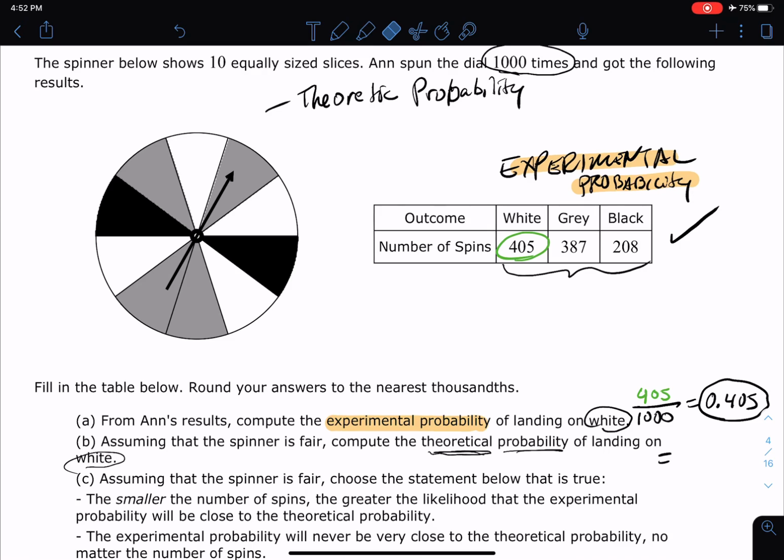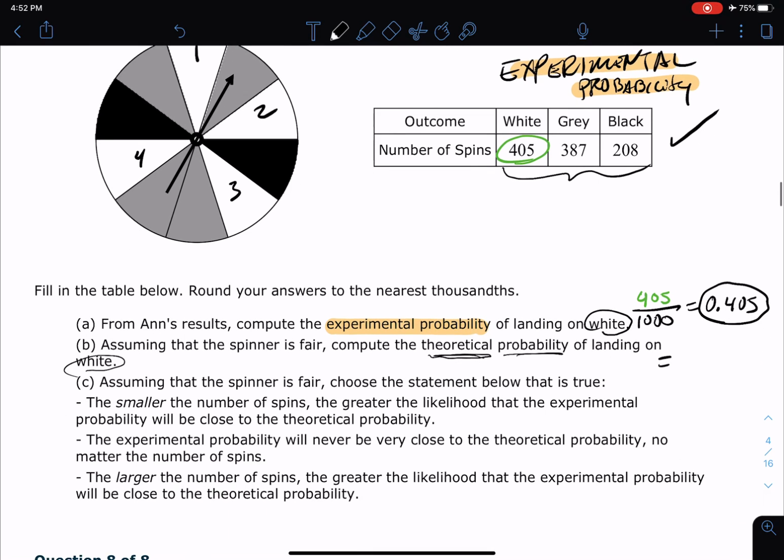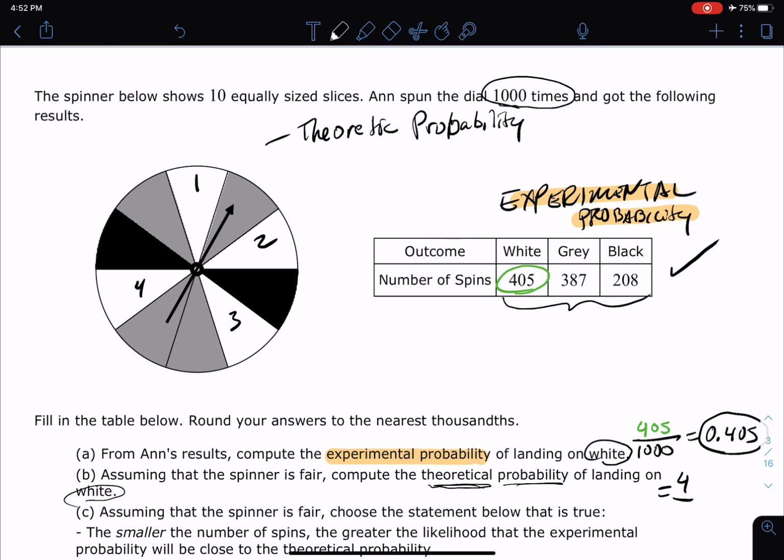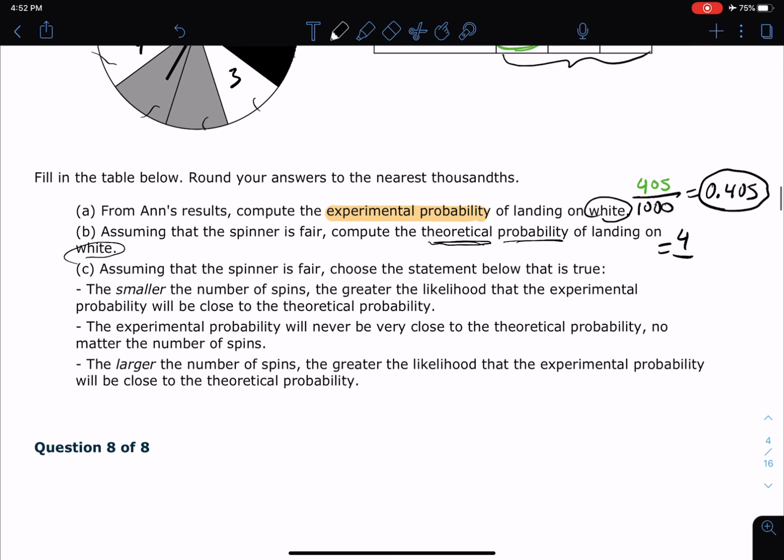And the model has how many whites? How many white slices are there? It's 1, 2, 3, 4. So the model has 4 slices out of how many total slices? 1, 2, 3, 4, 5, 6, 7, 8, 9, 10. So it's 4 out of 10.